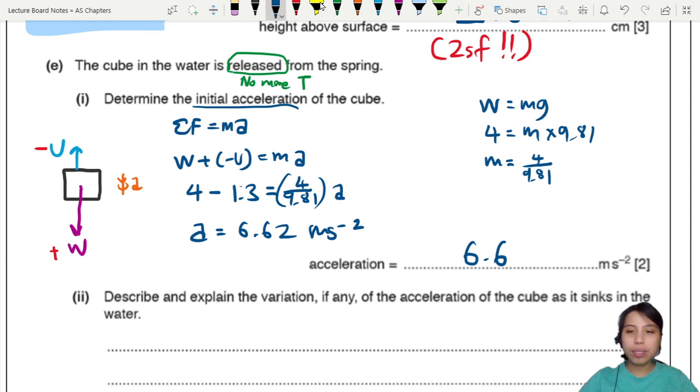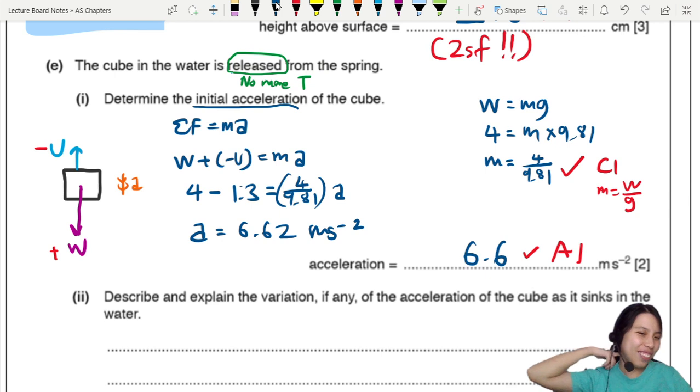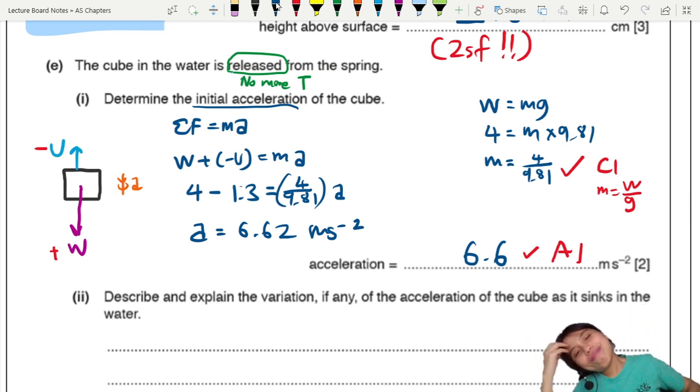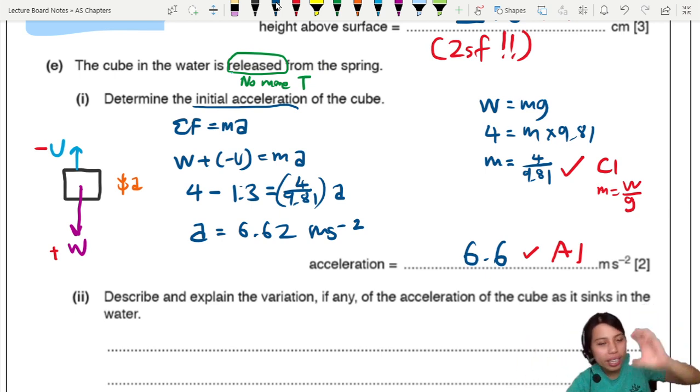It's about 6.6. I'm fine if you write 6.6 or 6.62 as long as it is 2SF. So 1 mark comes from the final answer. 1 mark comes from you realizing that, oh, must calculate the mass also. So must remember W equals to M g, M equals to weight divided by g, the constant. Got write that, then okay already, yeah? So this cube very interesting. Now it's falling in water, falling.